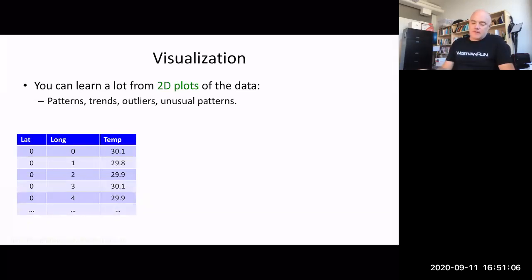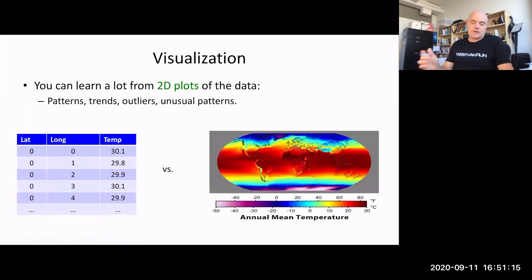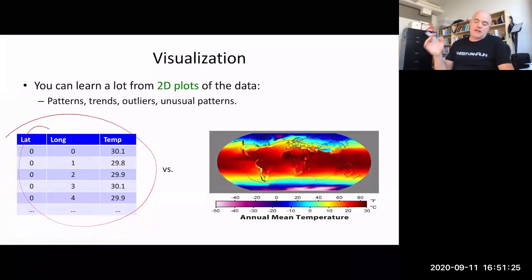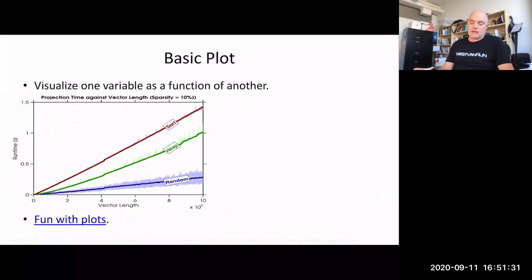We can learn a lot from visualizing the data in advance as well. You can learn a lot from 2D plots of the data. You can identify patterns, trends, outliers, and unusual patterns. So we're going to talk about data in this form. There are going to be vectors, and so on and so forth. But in fact, maybe the lat-long attempt actually corresponds to some world map and the temperature of the world map. In that case, it may make sense to look at things in this particular way to see what's going on with the data.